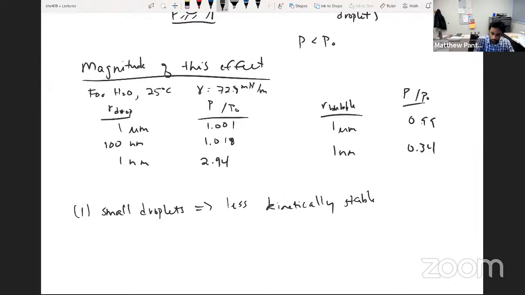So if you have a very small liquid droplet, like a 1 nanometer droplet, it's going to evaporate quickly because it has a vapor pressure that's 3 times greater than bulk water would be. So they'll evaporate more quickly as R becomes smaller. So when we think about things like aerosols, for example, this works a couple different ways.